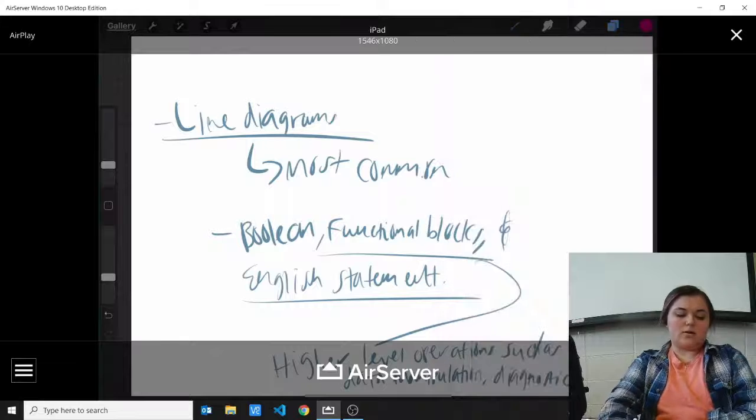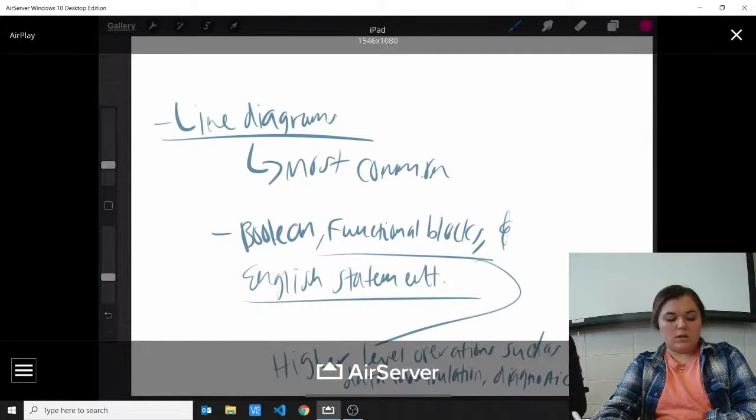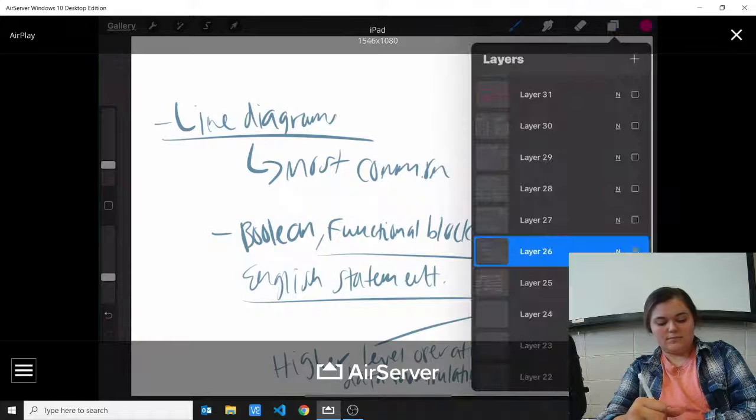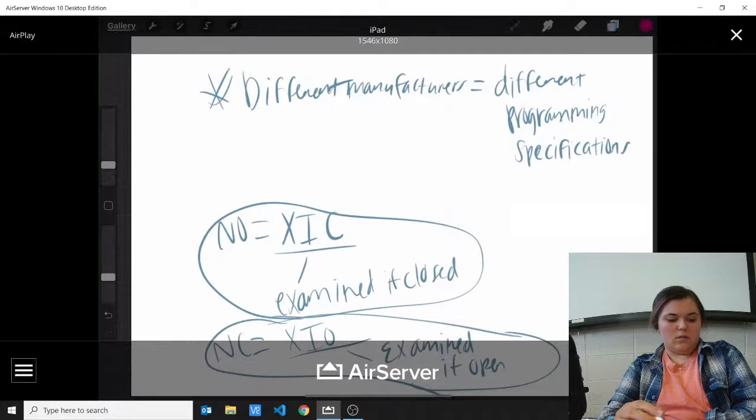So line diagrams are the most common. And there's also Boolean, functional block, and English statement. And functional block and English statement are higher level operations. They're used in higher level operations such as data manipulation, diagnostics reports. Different manufacturers equals different programming specifications, like we talked about.